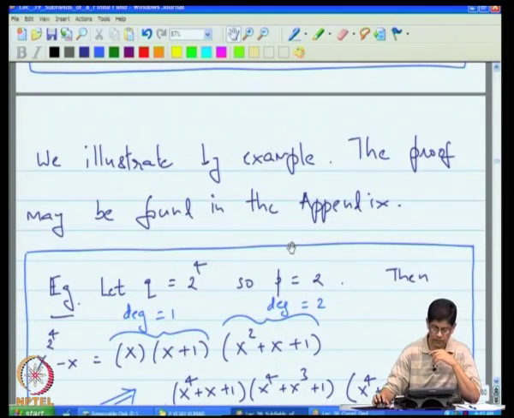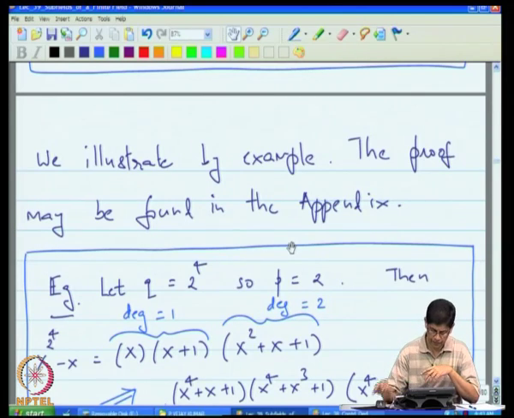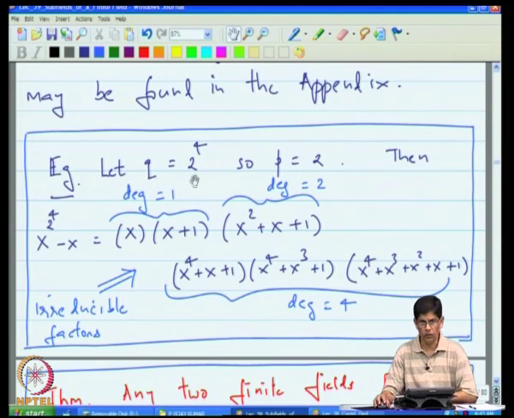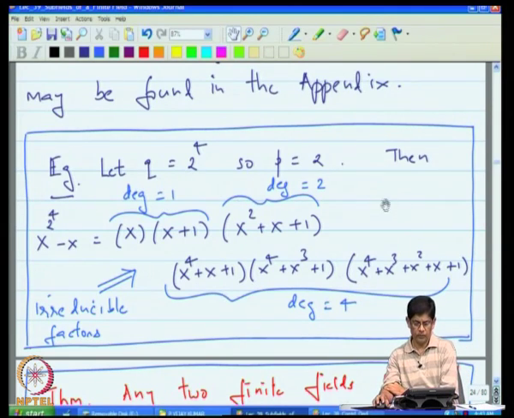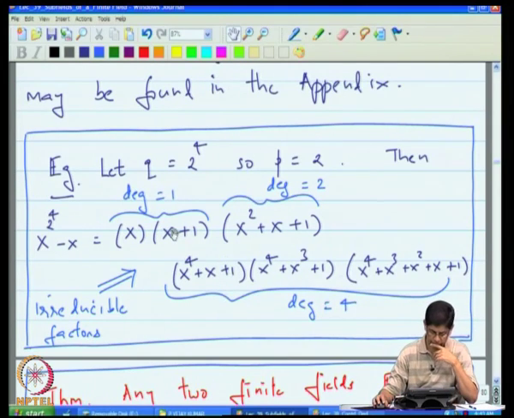And what we will do is illustrate by example, and the proof once again is sent back to the appendix. In the example we have that q is 2 to the 4. So p is the prime, p is 2, and it turns out that when you factor x to the 2 to the 4 minus x, it factors as follows.